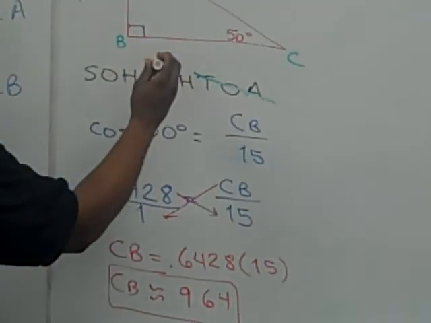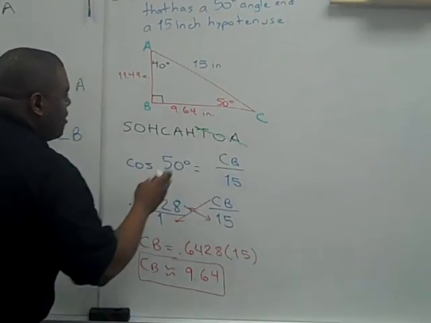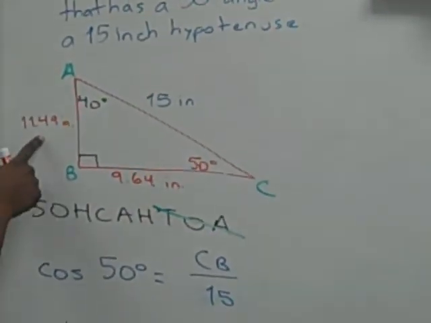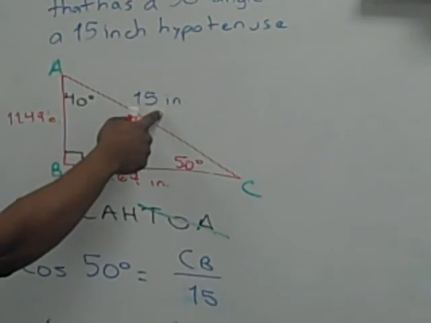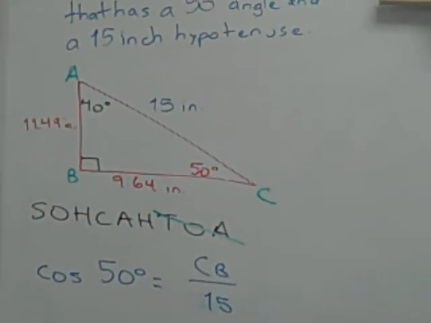So once again, I'm going to write that here for my 9.64 inches. And we have a side here, a side there, a side there, and we have 3 angles here. And it looks like we have solved this right triangle.